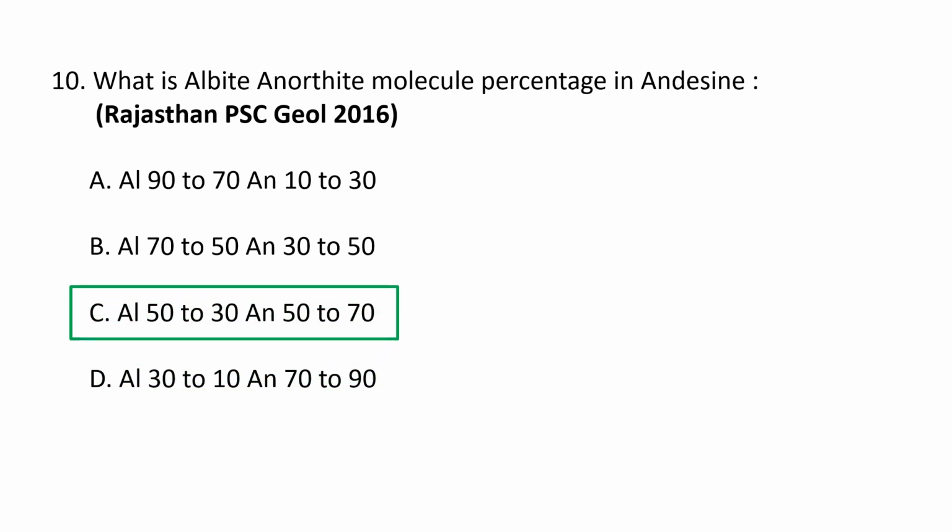So the albite anorthite molecule percentage in andesine is albite 50 to 30 and anorthite 50 to 70. C is the correct option.